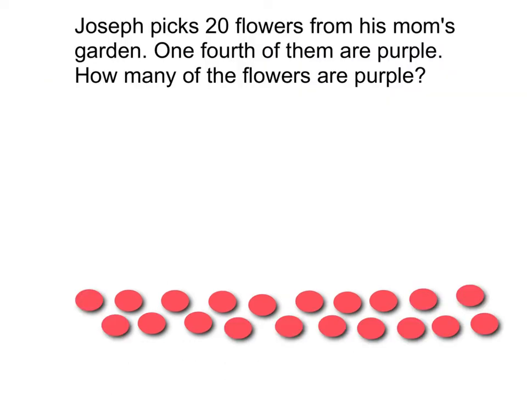Now try this problem with me. Joseph picks 20 flowers from his mom's garden. 1/4 of them are purple. How many of the flowers are purple? Remember, we want to find 1/4 of 20.